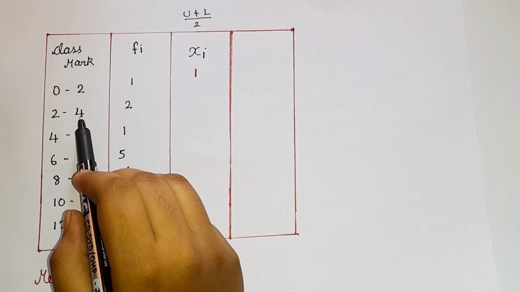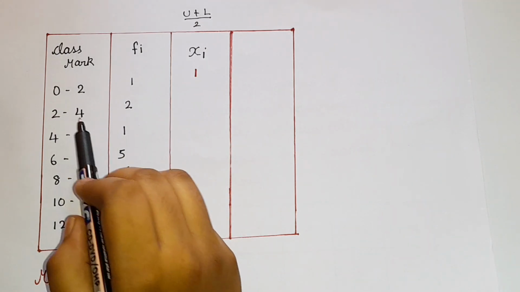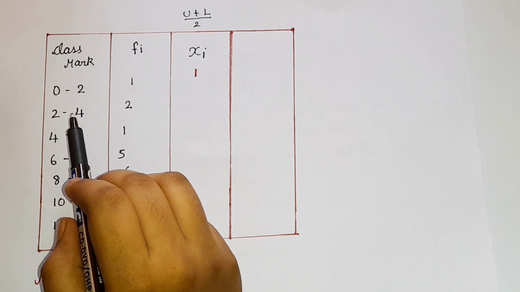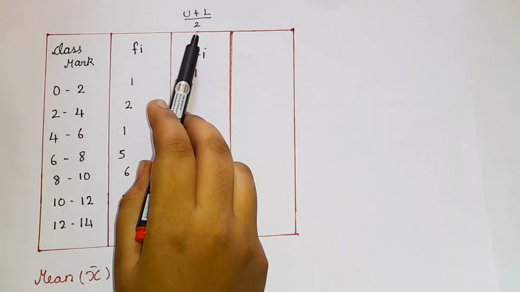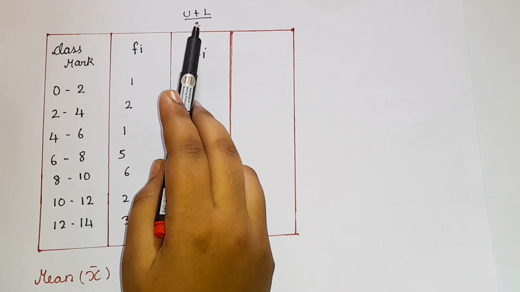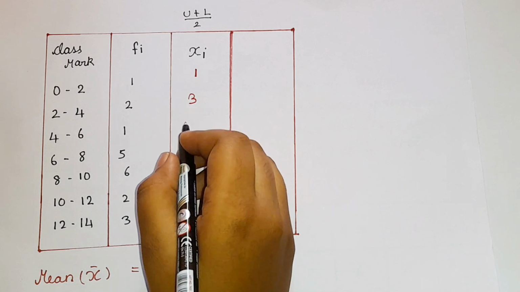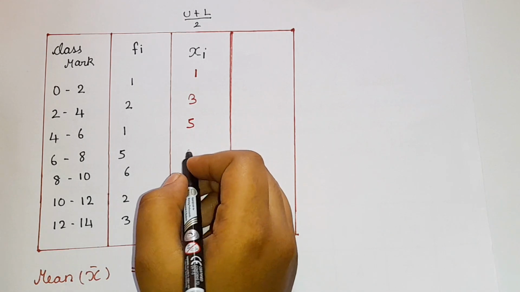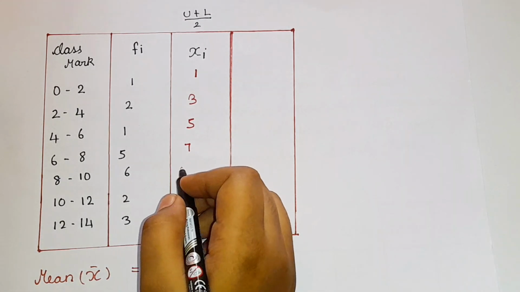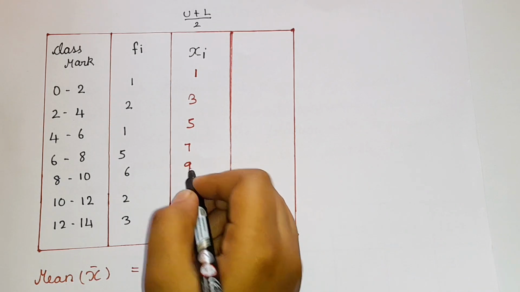So here, which is the upper limit? The upper limit is 4. So 4 plus 2 is 6, isn't it? And then we divide by 2. So 6 divided by 2 is 3. Okay, alright. So likewise, when we do this, we will get 5 here, 7 here and 9. You have to try it.